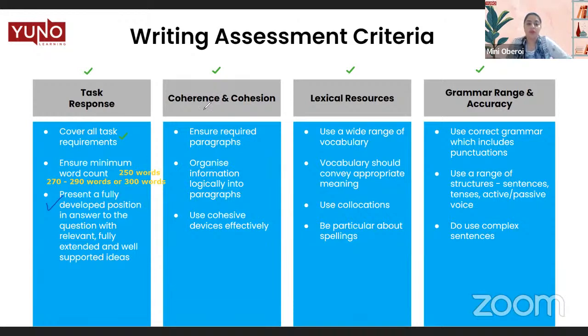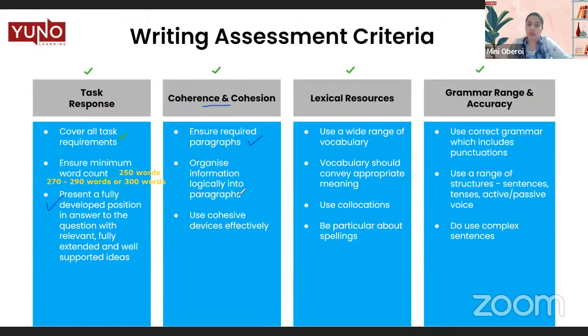After this comes coherence and cohesion. Now, how to score here? Ensure that you write the required number of paragraphs. Every essay needs either a 4-paragraph structure or a 5-paragraph structure. So depending upon the topic, whether we have justified that particular essay with the correct number of paragraphs.